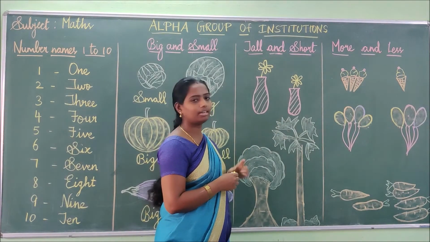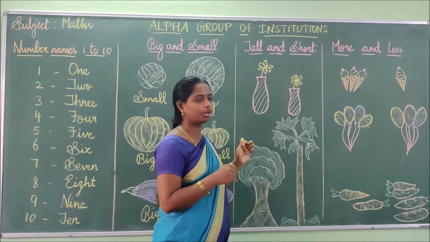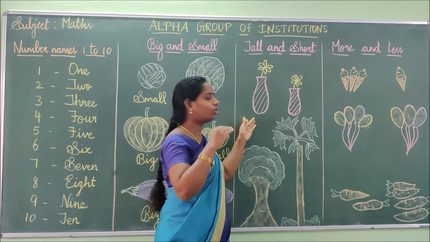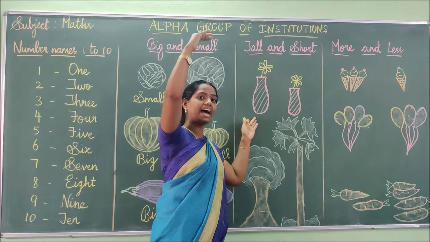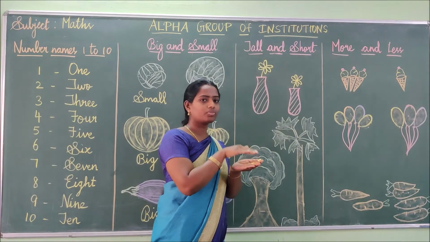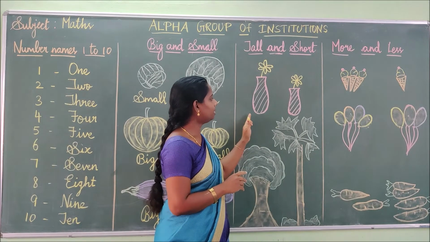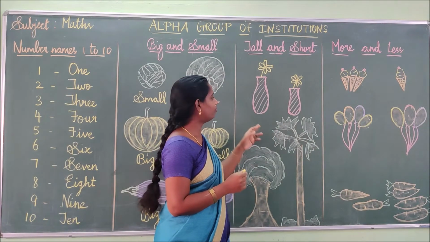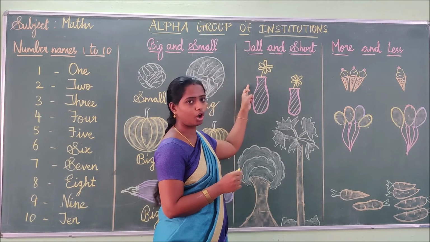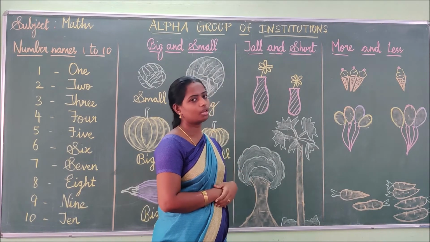From this itself, we can easily say which is tall and which is short. The things that look very tall, that means very high, are said to be tall, and the picture that looks very short is said to be short. See in these two flower vases, the first flower vase is tall, isn't it? The first flower vase is tall, the second flower vase is short.